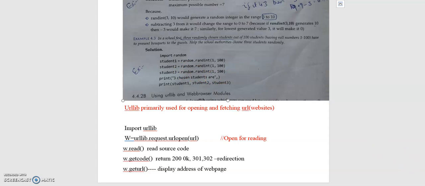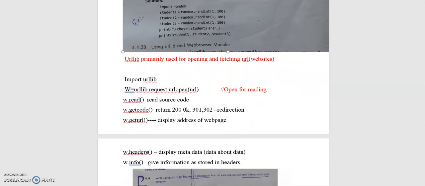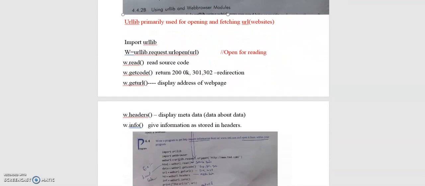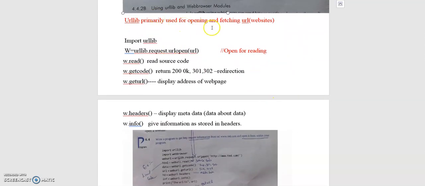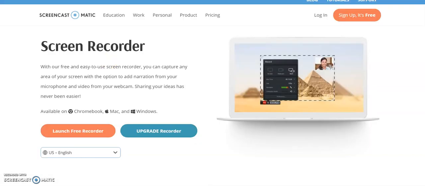Okay, then we are coming to the part of urllib. I already told you the urllib module is primarily used for opening websites from your program. If you want to open websites, you have to import the urllib module. Then urllib.request is a module, and the request module contains the function urlopen. Here you have to pass the URL.